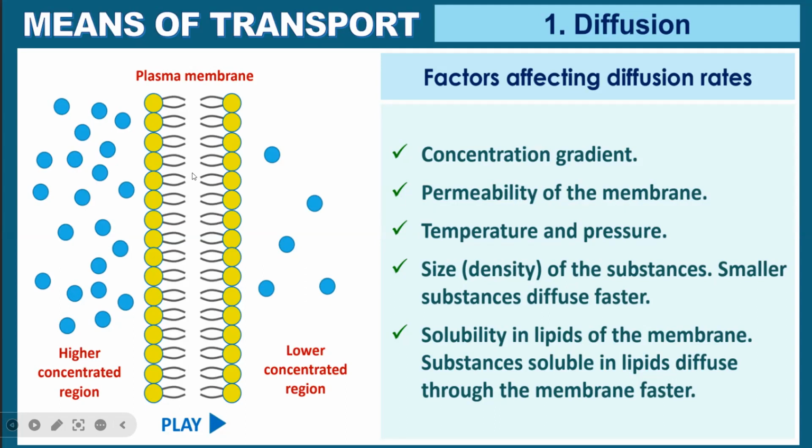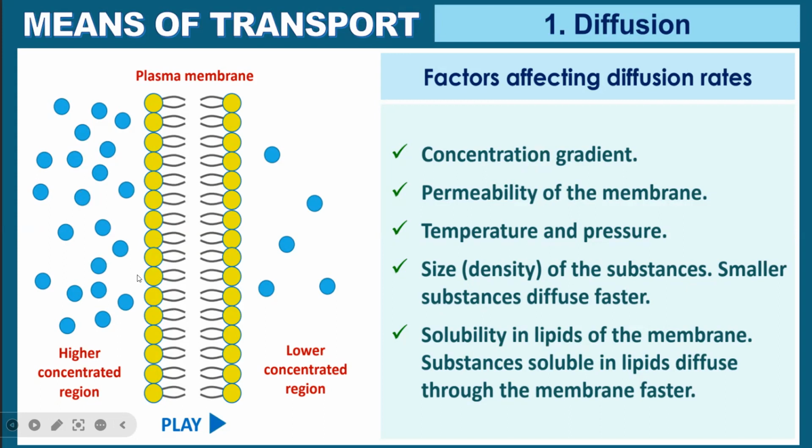Permeability of the membrane. If this membrane is permeable, then it will diffuse easily. If this membrane does not allow the molecule to move to this side, diffusion will not take place. Temperature and pressure. We know that as the temperature increases, the kinetic energy of the molecules increases, and the molecules will move faster. Then size. If these molecules are big, they cannot move to the other side. If these molecules are very small, they can easily move to this side.